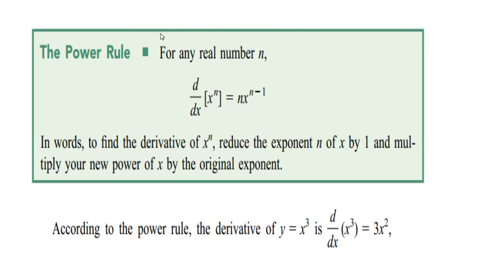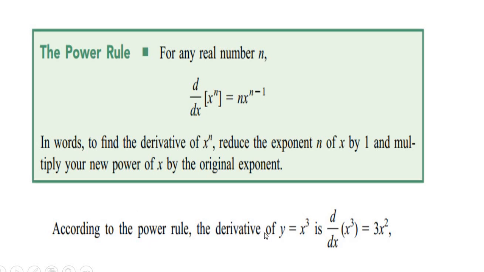The power rule. For the power rule, x has a power n, or an exponent n. You drop the exponent, it multiplies the coefficient of x, in this case 1, and then you subtract 1 from the exponent. That's how we find derivatives using the power rule.